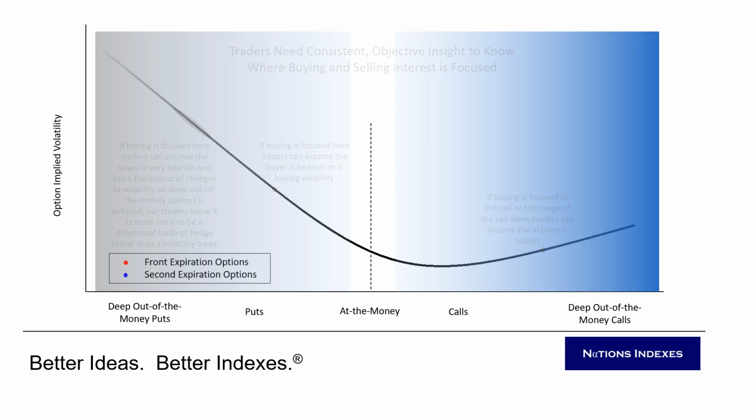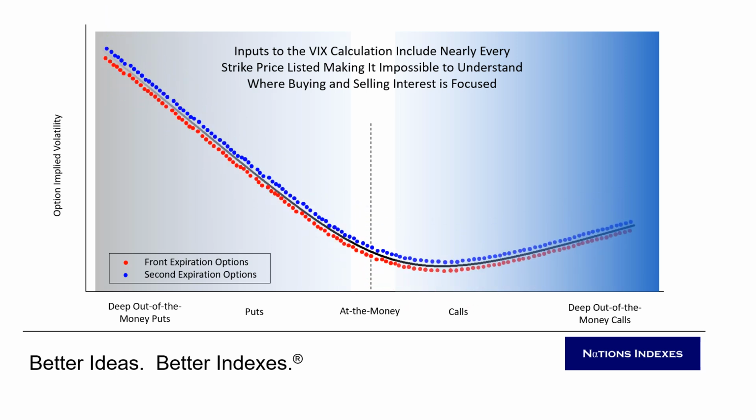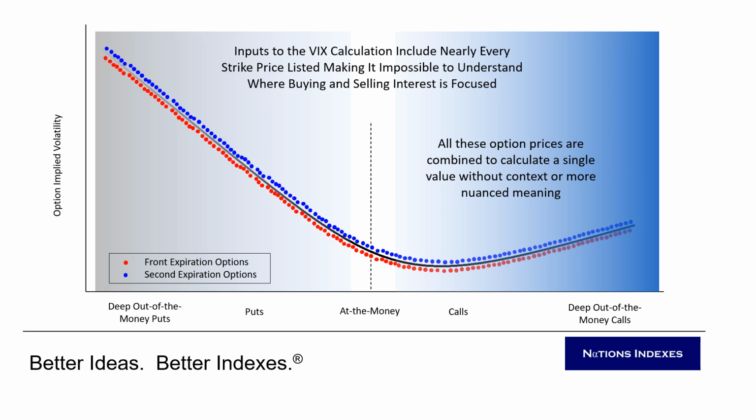Before Nations Indexes created its suite of volatility indexes, the only measure you had was VIX. But VIX uses nearly every out-of-the-money option listed and incorporates all those inputs into a single value without any transparency regarding what particular options or portions of the option skew are doing. That's like having a market with a broad range of stocks, but only being able to see a single value, maybe the level of the S&P 500, instead of knowing what individual stocks and sectors are doing. You wouldn't put up with that, would you? Then why put up with it from your volatility index?